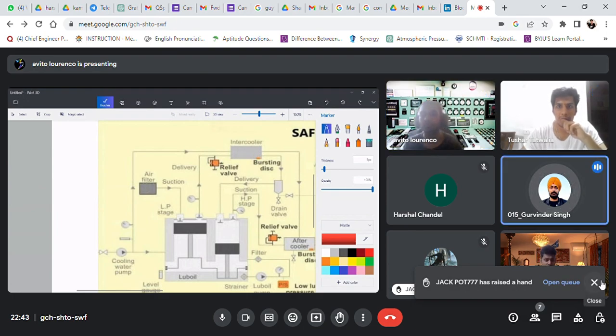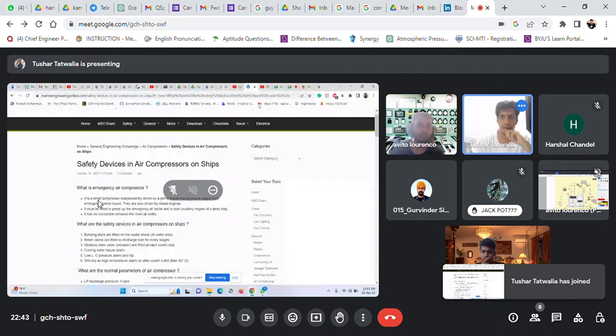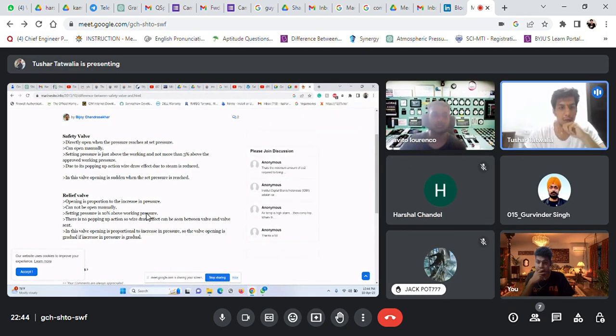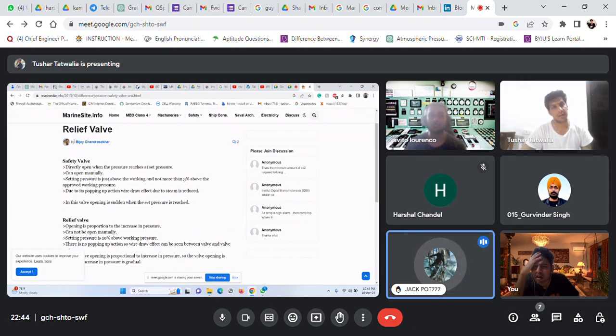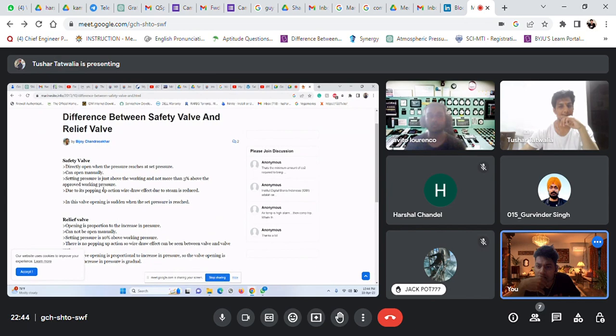I think we are also not sure about the exact numbers. Hold on a second, I'll find the answer. Okay, this is the answer: the relief valve will be set at 10% above working pressure, whereas the safety valve has been set at 3% above the approved working pressure. See properly, it's not more than 3%. That's an accurate answer. The setting pressure is 3% above the approved working pressure.